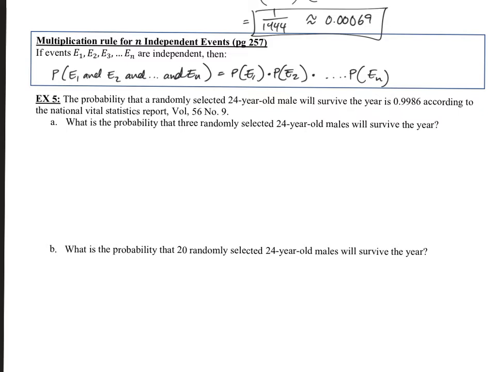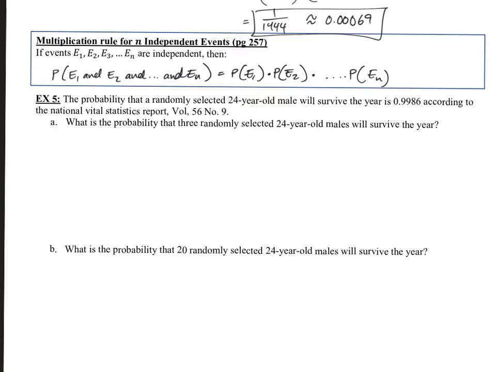For example 5, the probability that a randomly selected 24-year-old male will survive the year is 0.9986. That's not bad. According to the National Vital Statistics Report, Volume 56, Number 9. What is the probability that 3 randomly selected 24-year-old males will survive the year? And we are allowed to assume that these are independent, because there's no indication that the survival of one male affects the survival of others. At least that's the approach we're going to go with here.